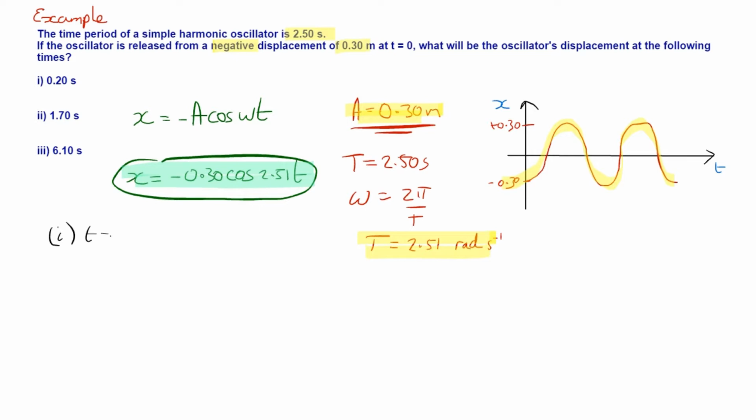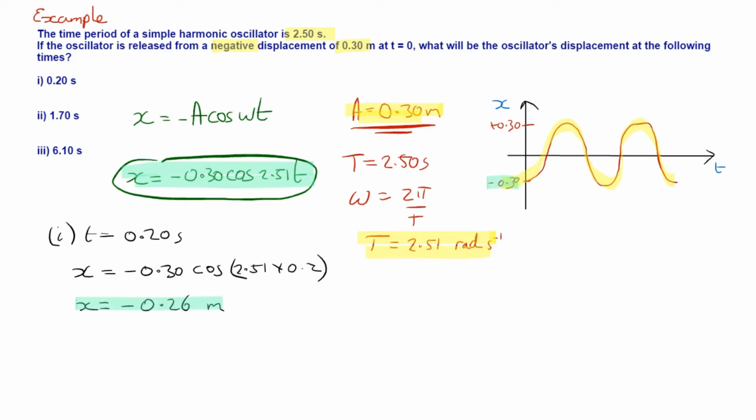We want to find the displacement at time equals 0.20 seconds. We can think, okay, it's not going to be very far through its cycle at that short time, but let's plug it in. So x equals minus 0.3 times the cosine of 2.51 times 0.2. That's what goes in the calculator. If you do that, you should find the displacement comes out as minus 0.26 meters, which seems pretty reasonable because it will have just got underway. So it won't be at its maximum negative displacement anymore, it'll be a little bit further along.